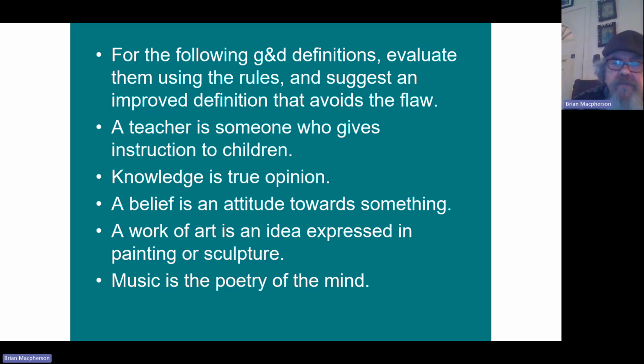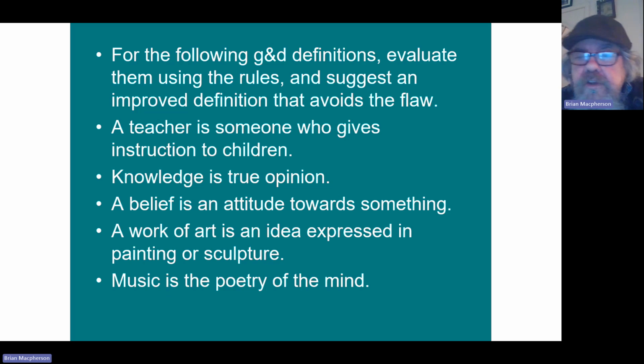So again, let's get a little bit of practice, all right? For the following genus and difference definitions, evaluate them using the rules, and suggest an improved definition that avoids the flaw. So let's look at the first one here. I could say a teacher is someone who gives instruction to children. I think you would all agree that that definition is too narrow, right? Because teachers often instruct adults.